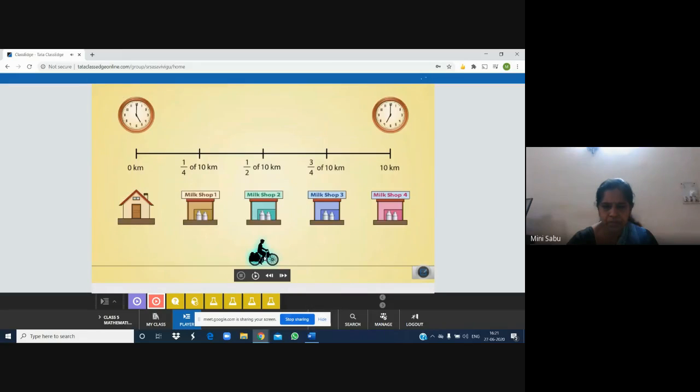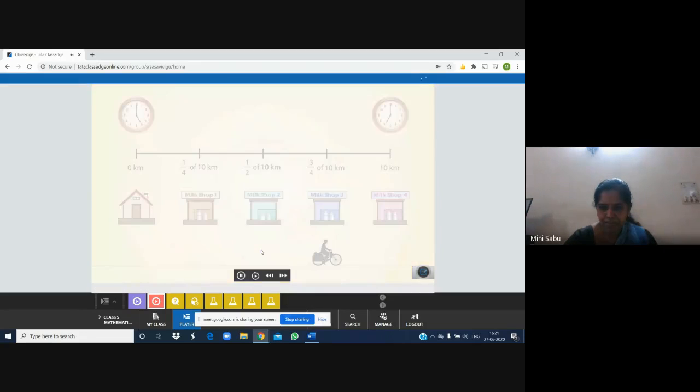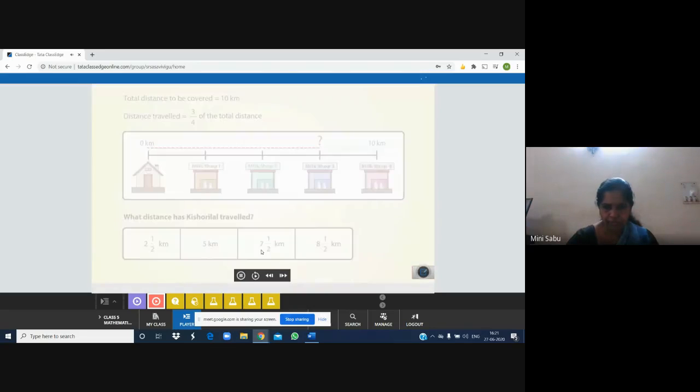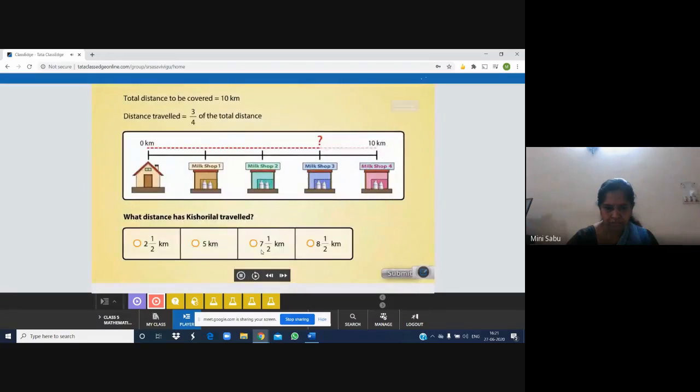Let us click the bicycle to go further and continue. He is not moving. Okay. Kishorilal has reached Lakshmi's shop now. That's his third stop. If he has covered 3/4 of the total distance of 10 kilometers, what distance has he traveled? Select the correct option and click submit.